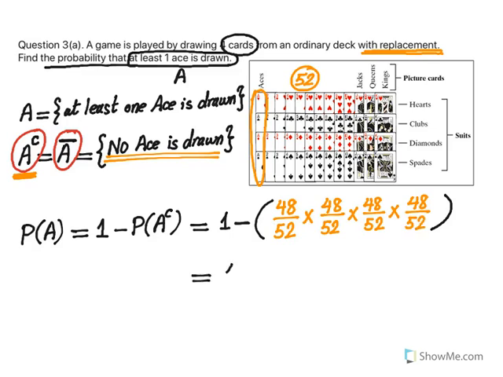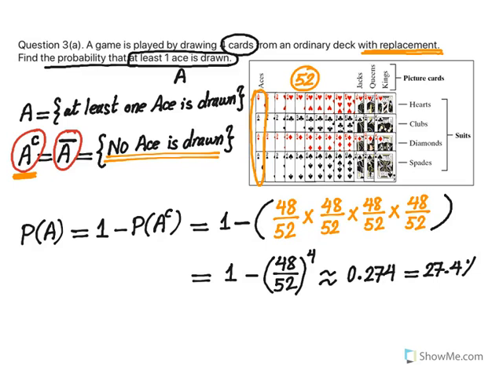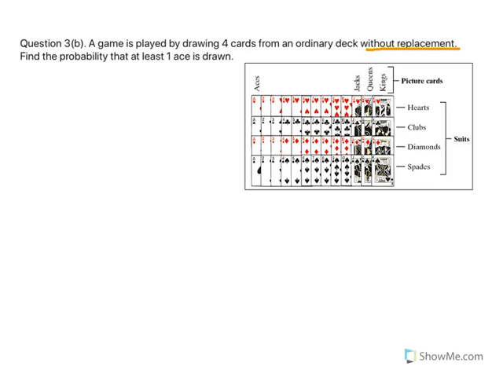So the answer to this will be 1 minus, on your calculator, because this is the same number, you can put 48 over 52 to the power 4, and approximately, if you compute this, you will get 0.274, which is about 27.4%. Okay, so this will be the answer if you are doing it with replacement. Remember, with replacement is you return the card back once you take it. Now let us look at the second part of this question. It's the same exact question, but without replacement, meaning that if you take a card, you don't return it back.